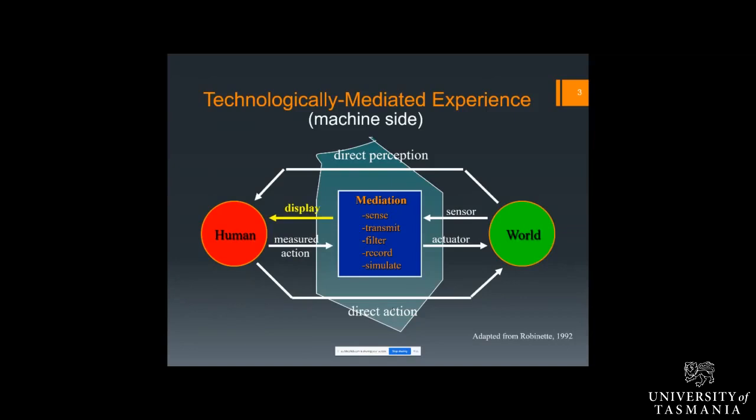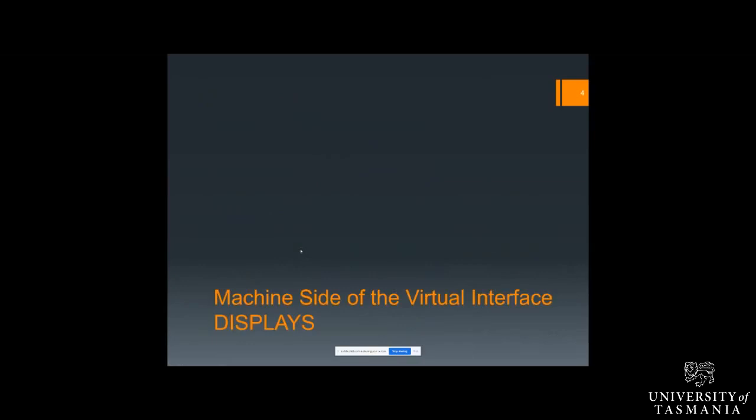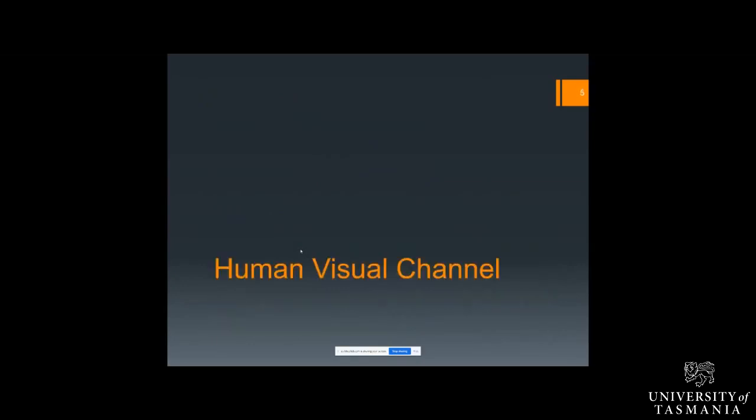The machine side has two major components: how people see the machine, which is through the display, and how people control it. That's what we'll talk about next. So how people see the feedback from the machine on the top, and how they interact with the machine. This is a virtual display.